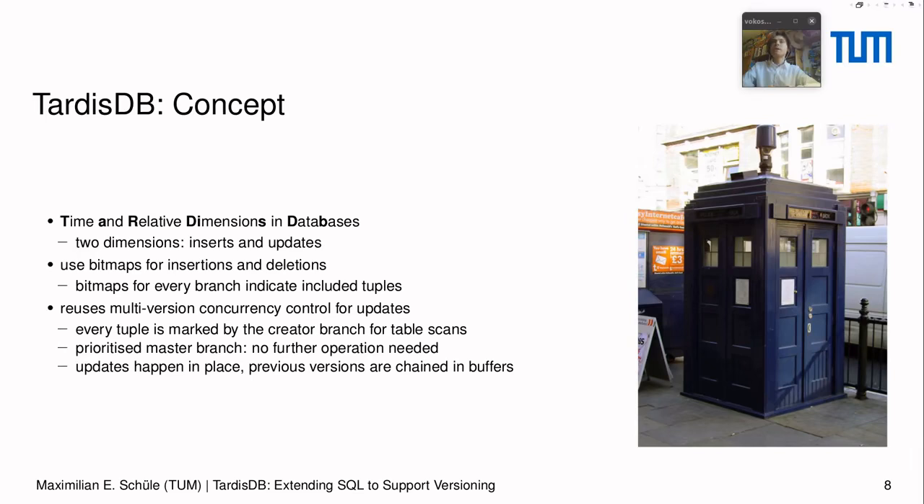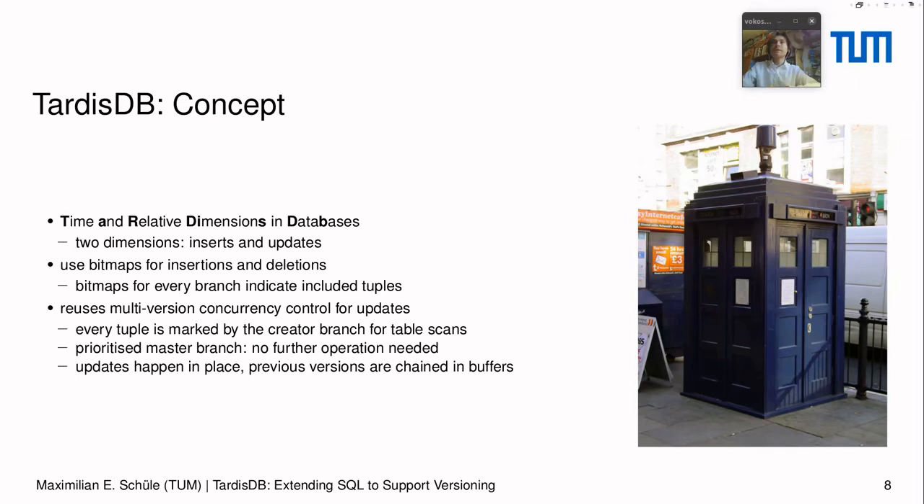We reuse multi-version concurrency control for updates. Every tuple is marked by the creator branch for table scans. We have one prioritized master branch for which we need no further operations, which is stored in a column store. Updates happen in place. Previous versions are chained in buffers.